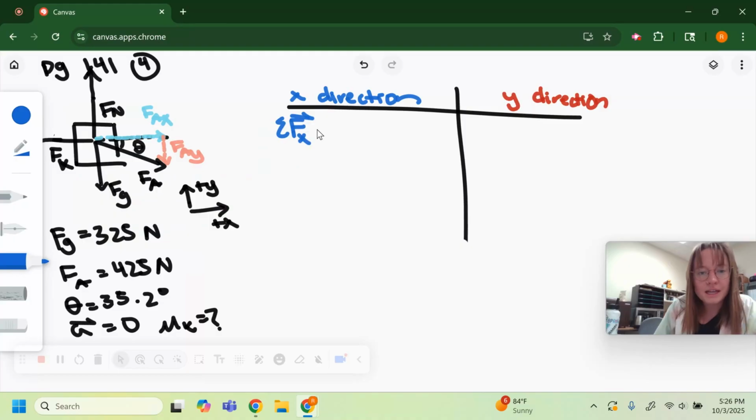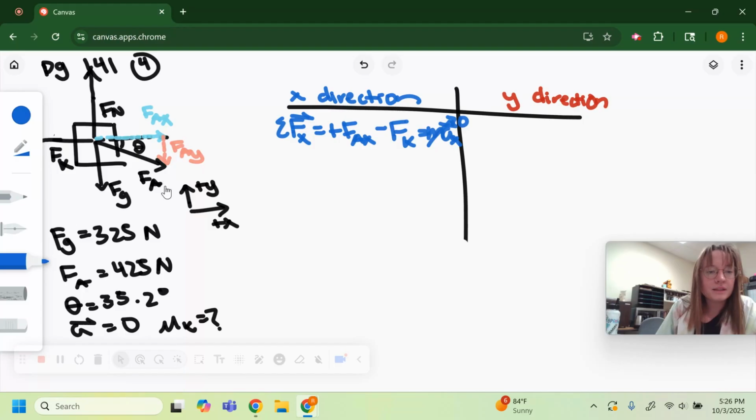my net force in the x direction would be positive FAX, that's just the x component of FA, minus FK is equal to my mass times my acceleration in the x direction. Now, because this little guy is going at a constant velocity, I can start here and say, whoop, that's 0.